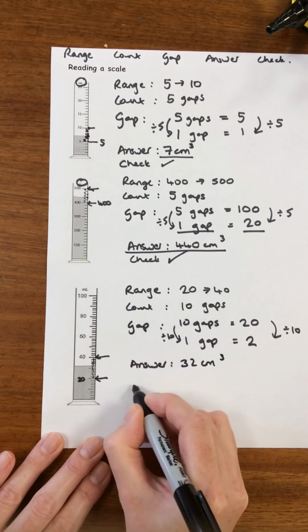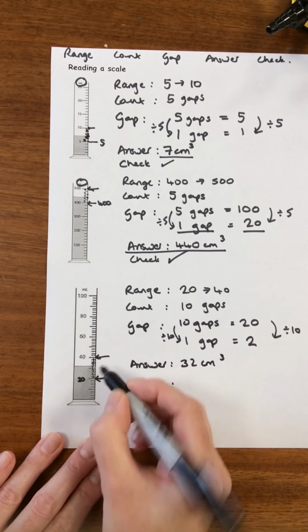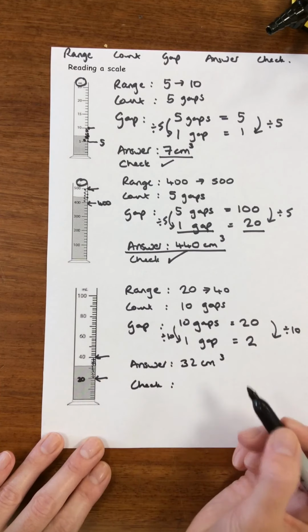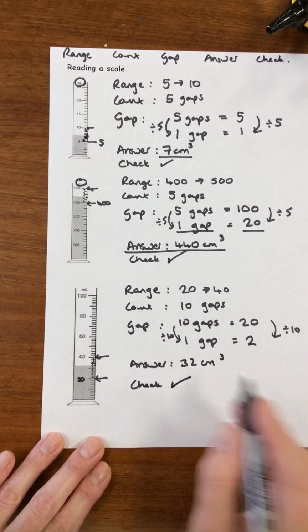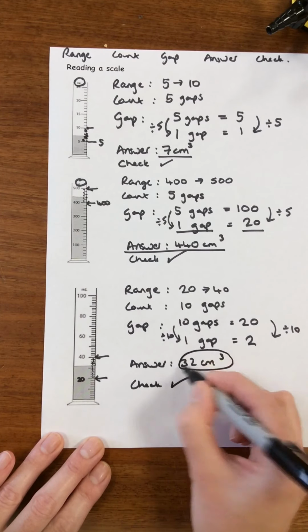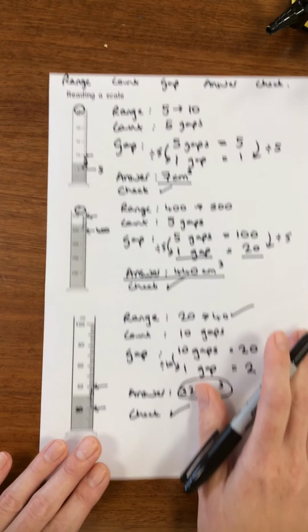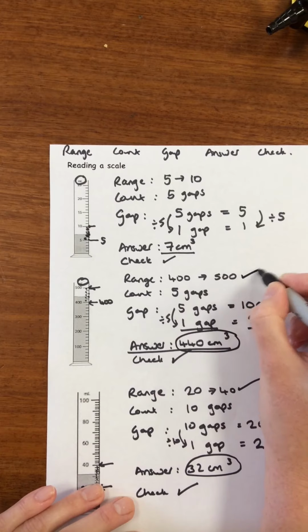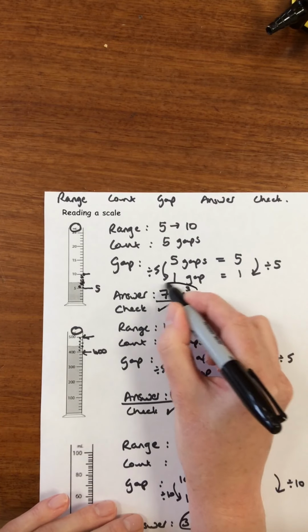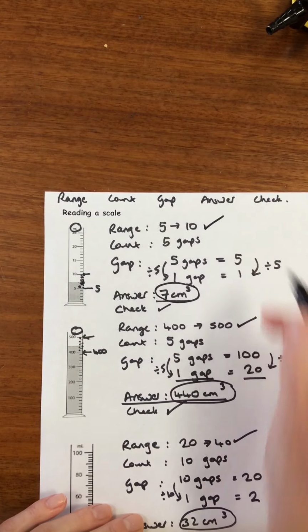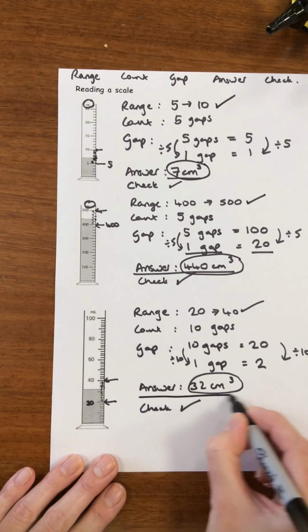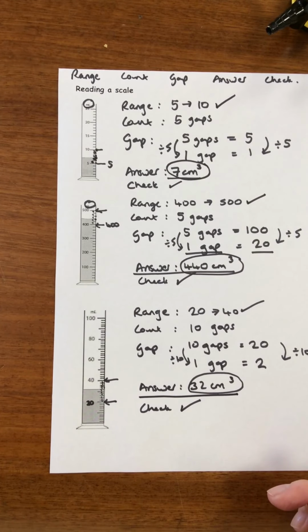So now I'm going to check my answer. So if that's 32, and we're going up in 2s, 32, 34, 36, 38, 40, which means I'm right. But also, I just check, is my answer within the right range? Yes, it is. And let's check the other ones as well. Is this answer within the right range? Yes, it is. Is this answer within the right range? Yes, it is. So that just acts as an extra little check for you. So my answer to this question is 32 centimetres cubed.